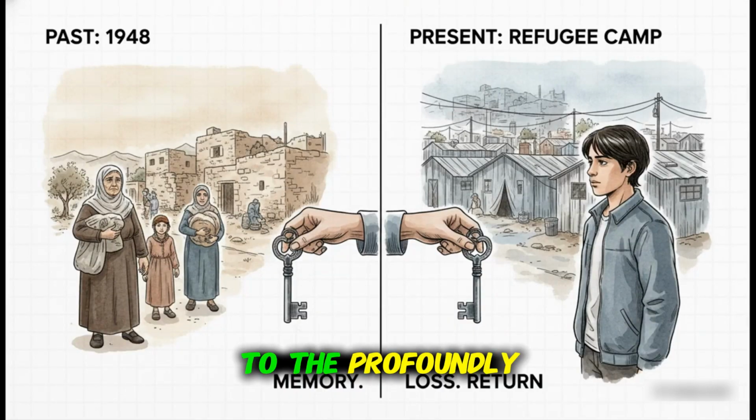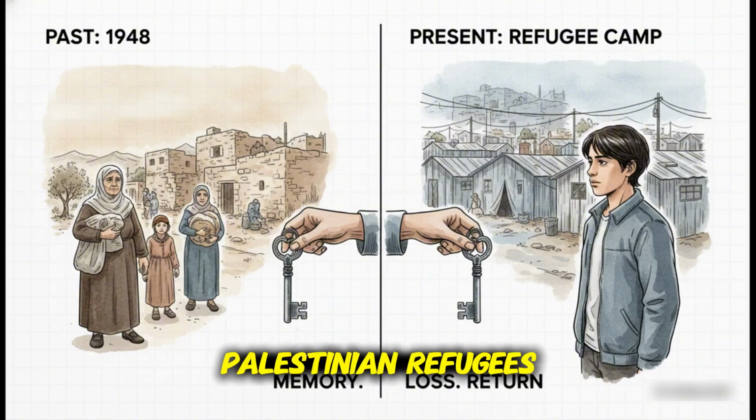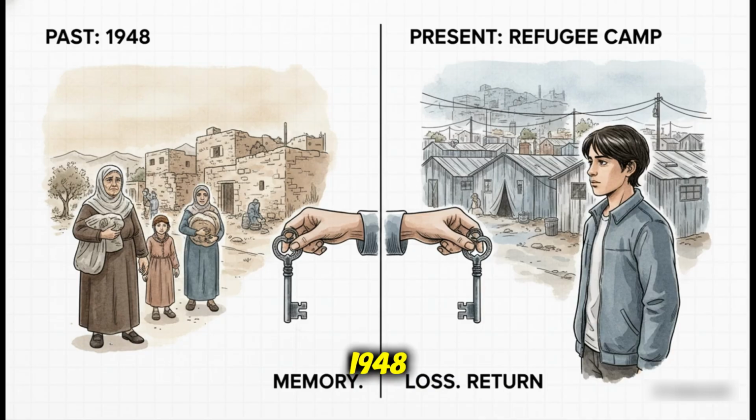Finally, we come to the profoundly emotional and complex issue of the Palestinian refugees. We're talking about those displaced in 1948 and 1967, and their millions of descendants who now live in camps and communities all across the region.